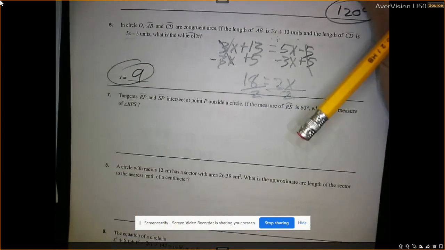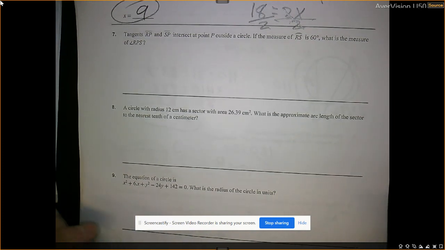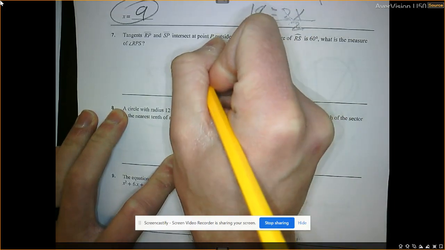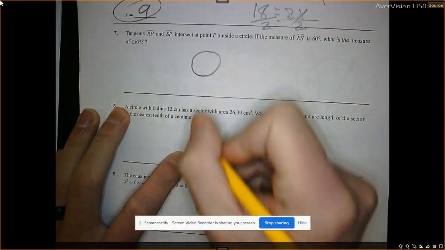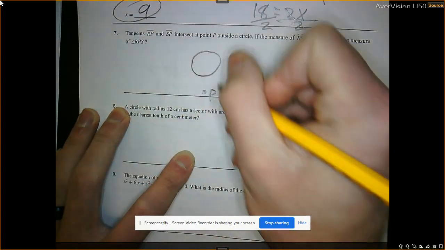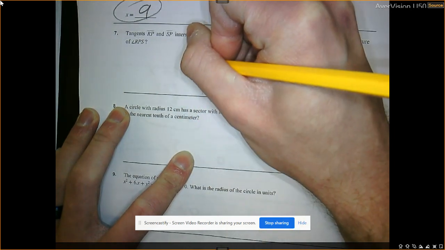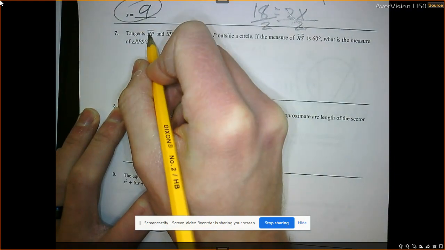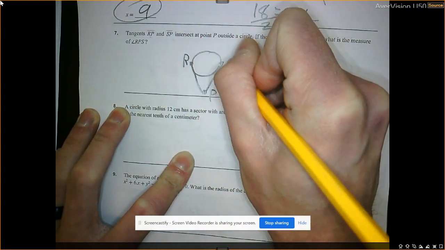Moving on to tangents RP and SP intersect at point P outside a circle. This is a tough one. Got to know what these words mean. So we have a circle. Two tangents intersect at P, which is outside the circle. Let's call that P. Tangent lines are lines that touch the circle at exactly one spot only. So there are my tangent lines, and it said it's RP and SP. So I will call this R, because now we have RP, and then this will have to be S.